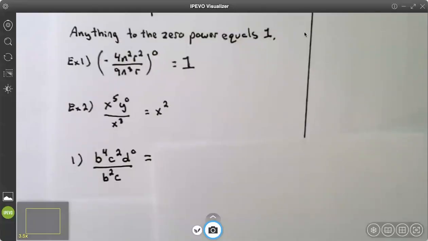Try number 1. On number 1, on my b's, 4 minus 2 is 2. On my c's, 2 minus 1 is 1. And on my d to the 0 power, it equals 1. 1 times all that is understood to be there. So b squared c is your answer.